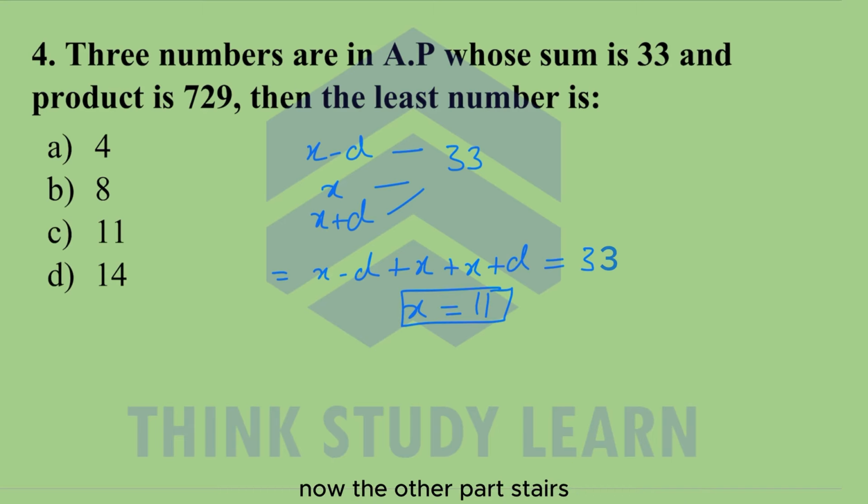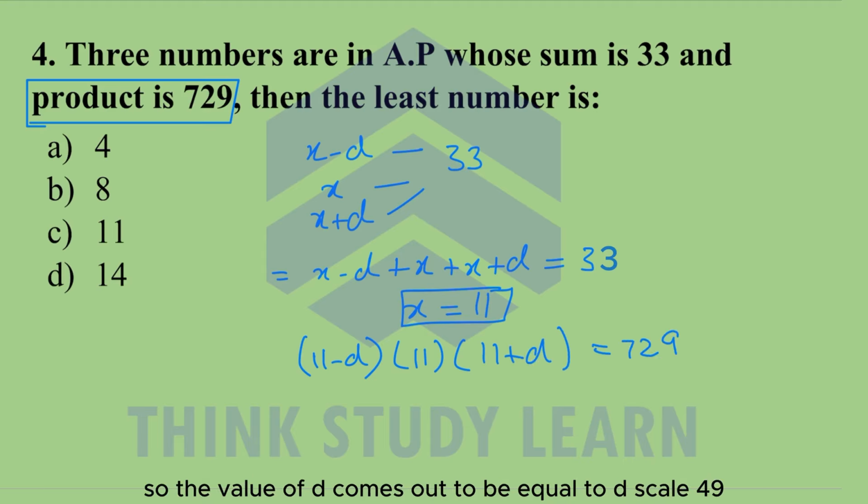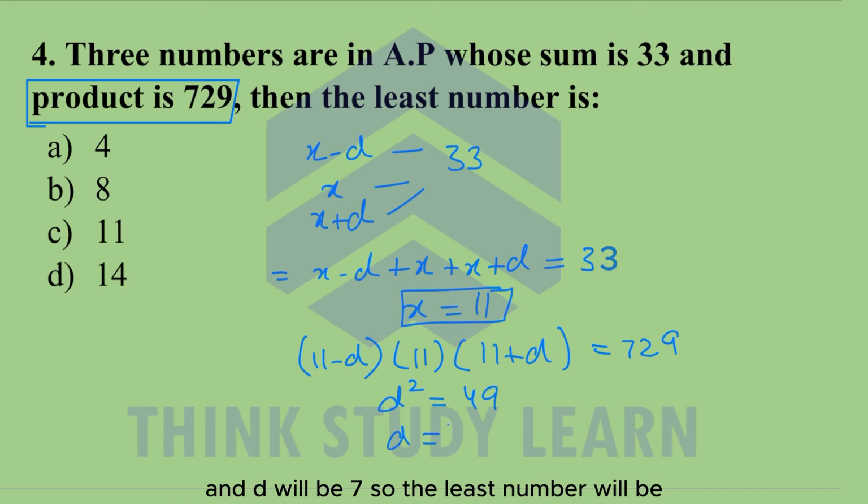Now the other part states their product is 729. So putting the value of x, 11 minus d into 11 into 11 plus d is equal to 729. So the value of d comes out to be, d square is 49 and d will be 7.